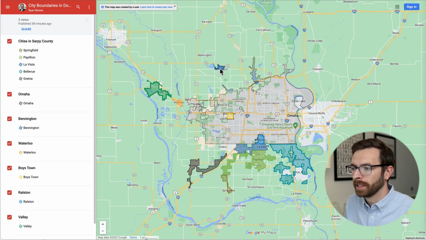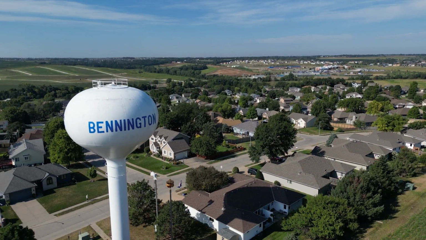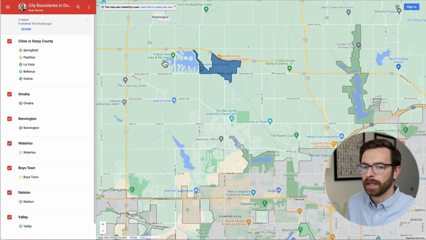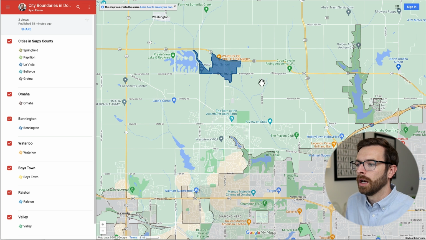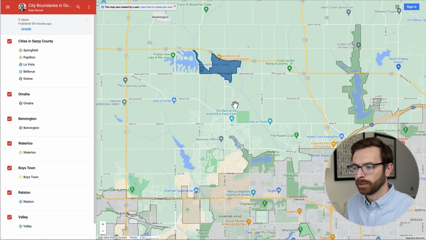Up here you have Bennington. Now Bennington itself, the city is this boundary right here, but a lot of the population that will go to Bennington High School, Bennington schools are surrounded. And I have more videos about school districts and school district boundaries. So take a look at that if you're really interested in the different school districts.